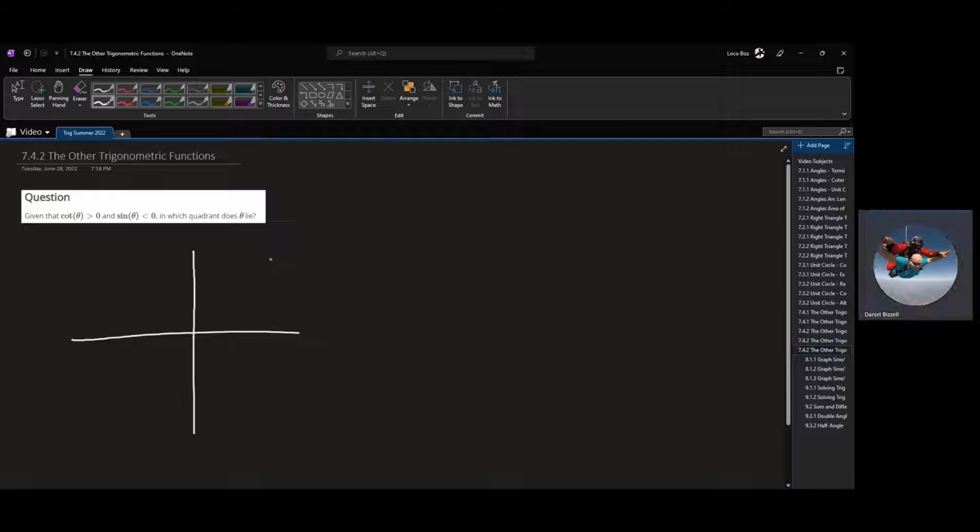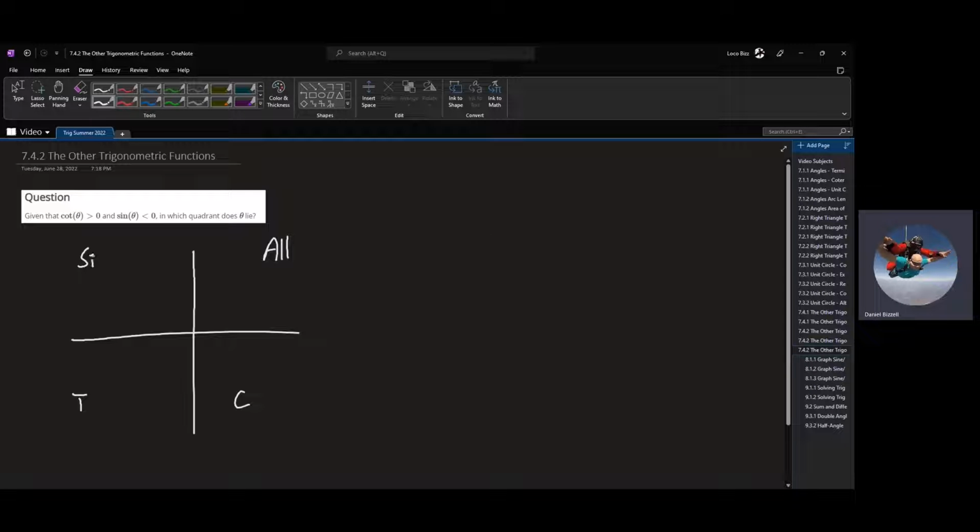There's a popular mnemonic that people use to remember which quadrants are positive for which trig functions, and it is "All Students Take Calculus." What this means is all the trig functions are positive in quadrant 1, sine is positive in quadrant 2, tangent's positive in quadrant 3, and cosine's positive in quadrant 4. So let's go ahead and write the rest of it down.